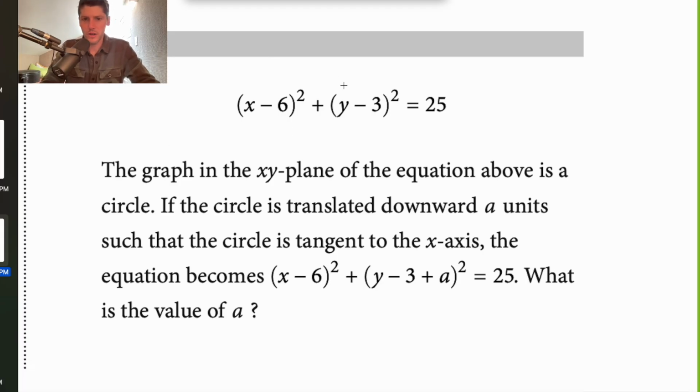I'll read the entire question and then we'll jump in. It says, (x - 6)² + (y - 3)² = 25. The graph in the xy-plane of the equation above is a circle. If the circle is translated downward a units such that the circle is tangent to the x-axis, the equation becomes (x - 6)² + (y - 3 + a)² = 25. What is the value of a?